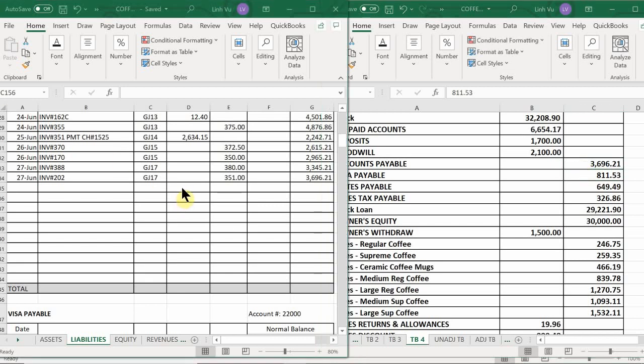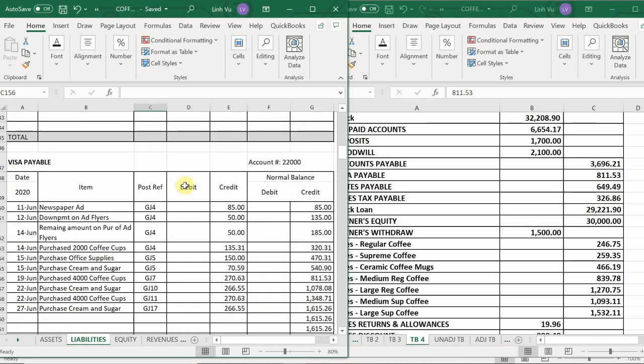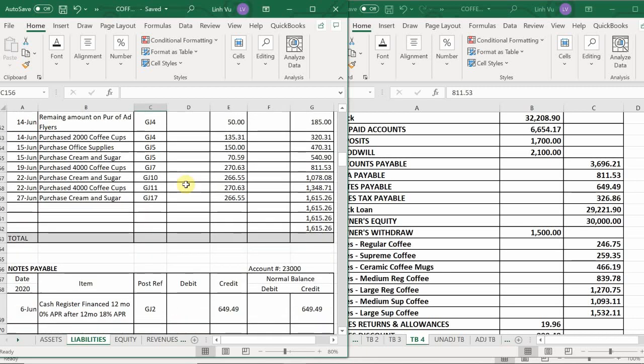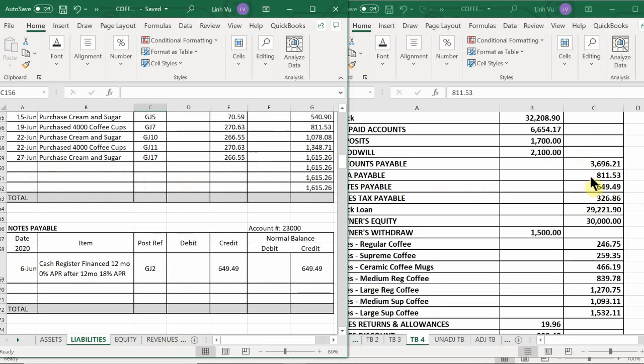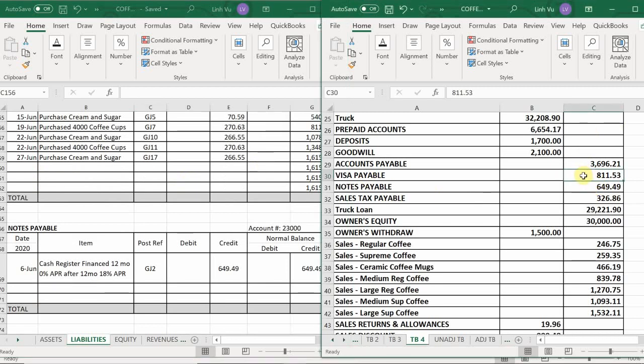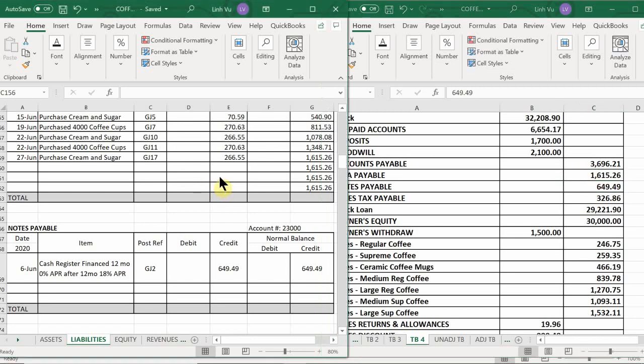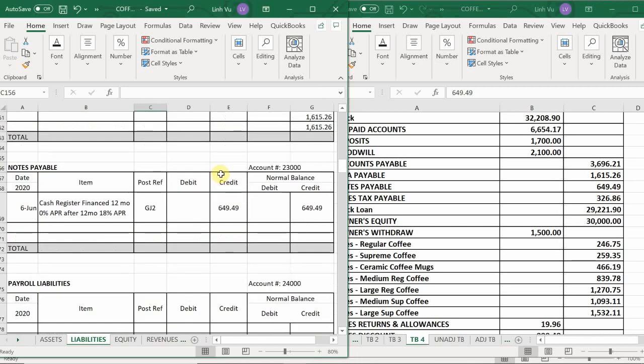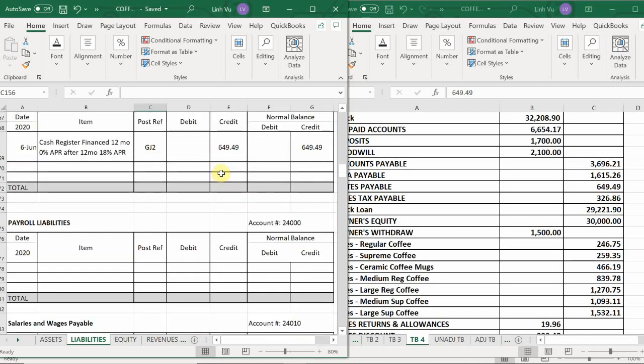Next we have is Visa payable. Okay, what is my total balance in my Visa payable? 1615.26. Okay. Next is going to be my notes payable, right? We haven't made a payment to my cash register, so it's still at $649.49.